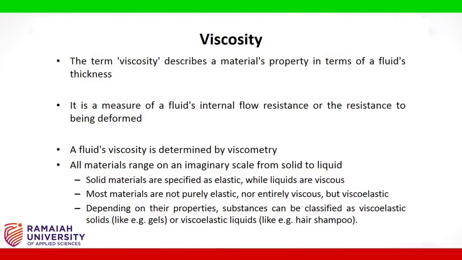All materials range on an imaginary scale from solid to liquid. Solid materials are specified as elastic, while liquids are viscous. Most materials are not purely elastic, nor entirely viscous, but viscoelastic. Depending on their properties, substances can be classified as viscoelastic solids like gels or viscoelastic liquids like hair shampoo.